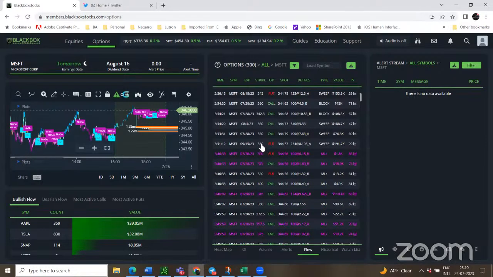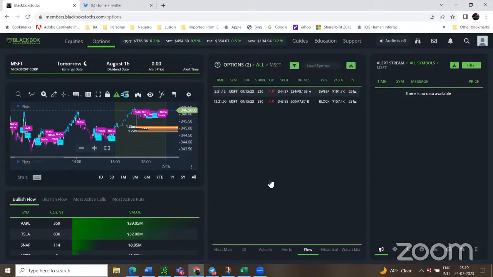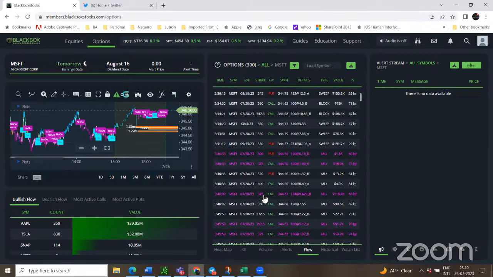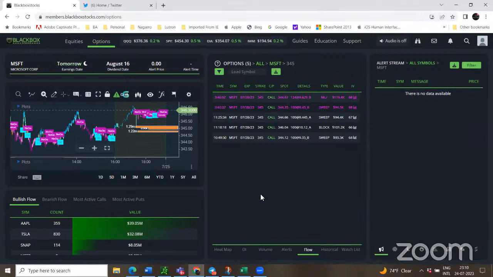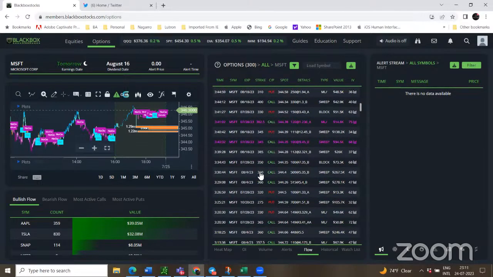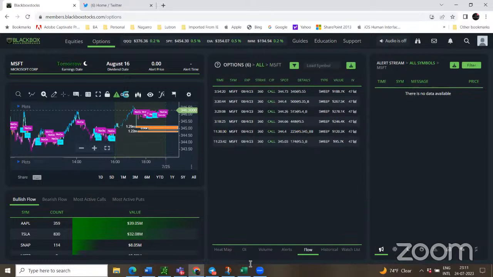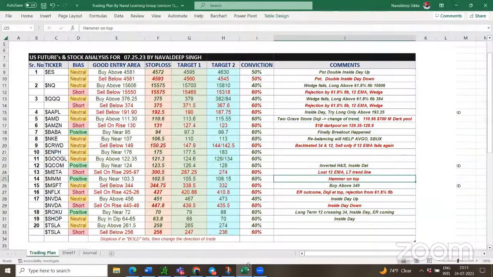Then let's look at 330 puts. Not much. 345 calls. Again, not clear where the flow is heading. 360 calls. They are all being sold. 550 to 555. So again, in terms of Microsoft, I'm a little reluctant to trade, and I will not encourage anybody to trade on Microsoft. The levels are still the same.